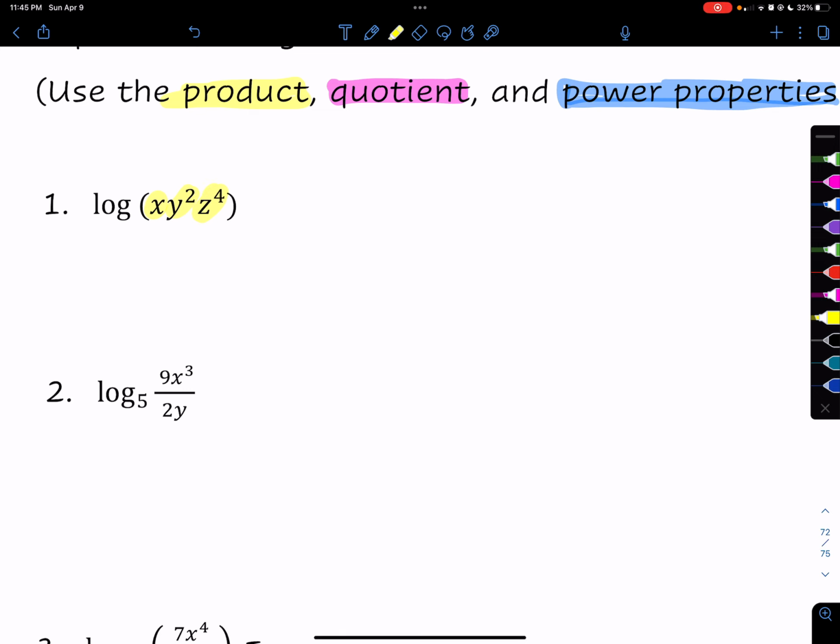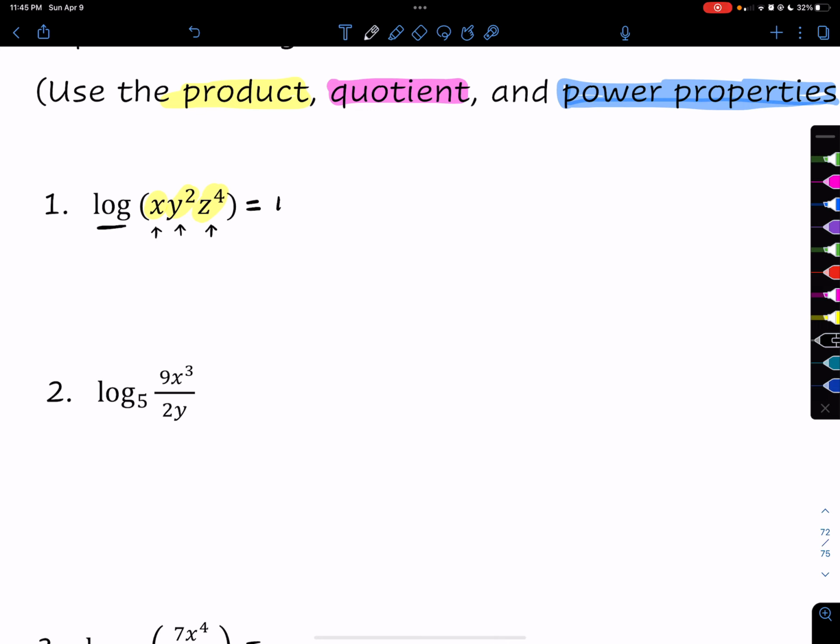Now with the product property, we are going to be adding every time. There will not be any division, so we won't use the quotient property. There are exponents on top of the variables, so we will be using the power property. But I'm just going to do the product property right here. So when I rewrite this in expanded form, I'm going to have to write this log 3 different times: the first time with x, next time with y squared, and then with z to the 4th.